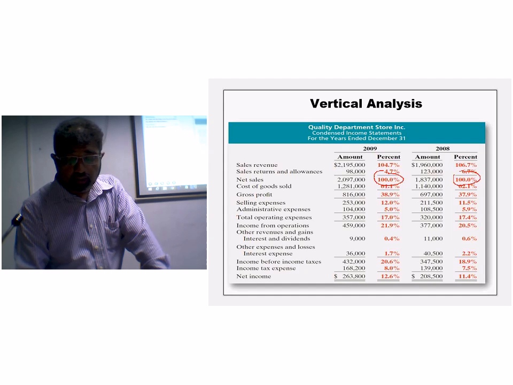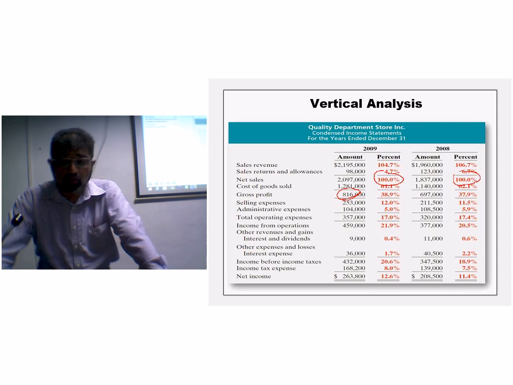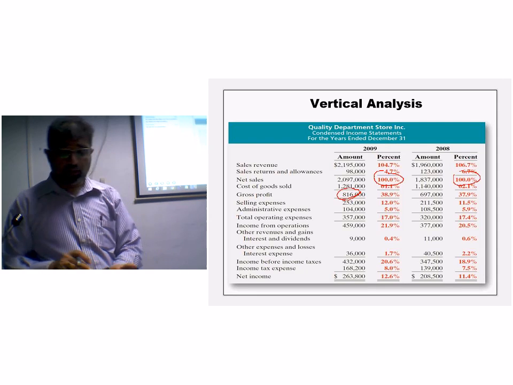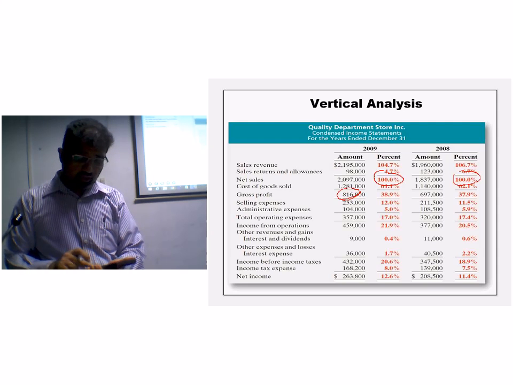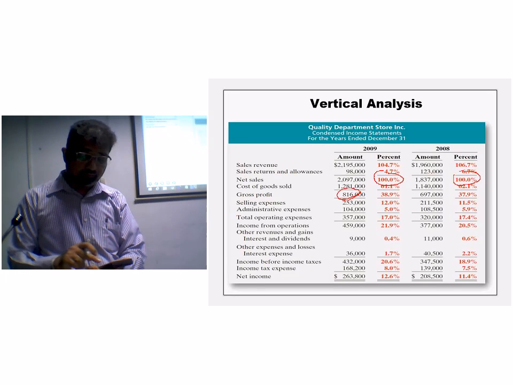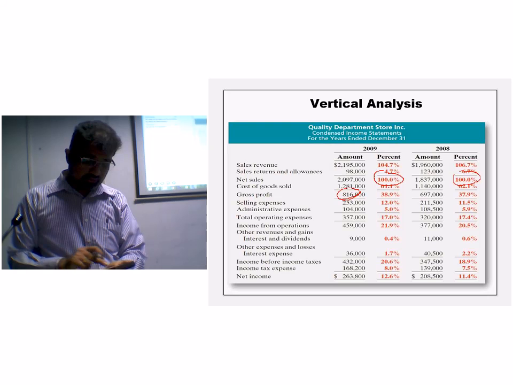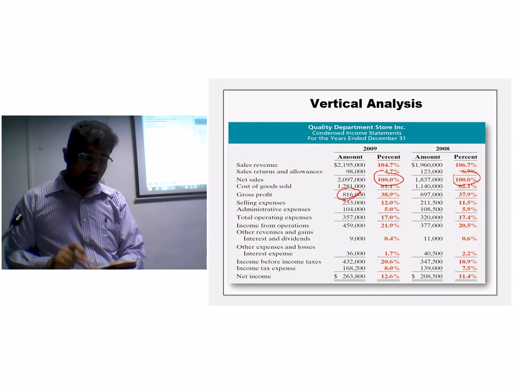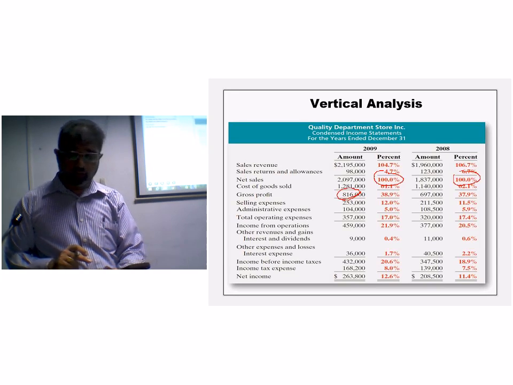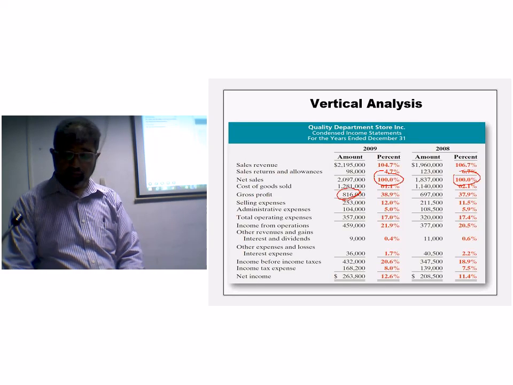Then another example, gross profit 816 divided by 2097 into 100. Now you can use your calculator. 816 divided by 2097 into 100. Your answer is 38.9. You can see 38.9.